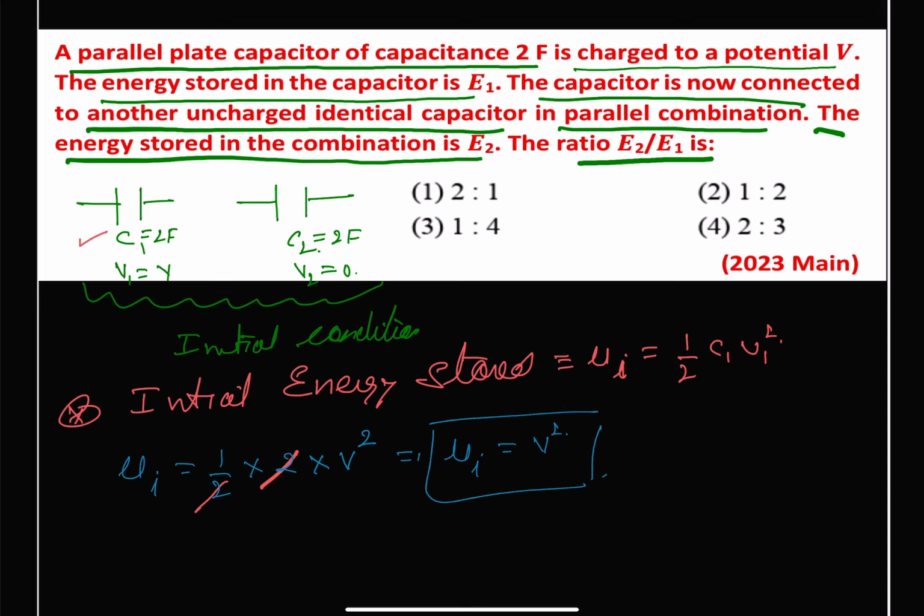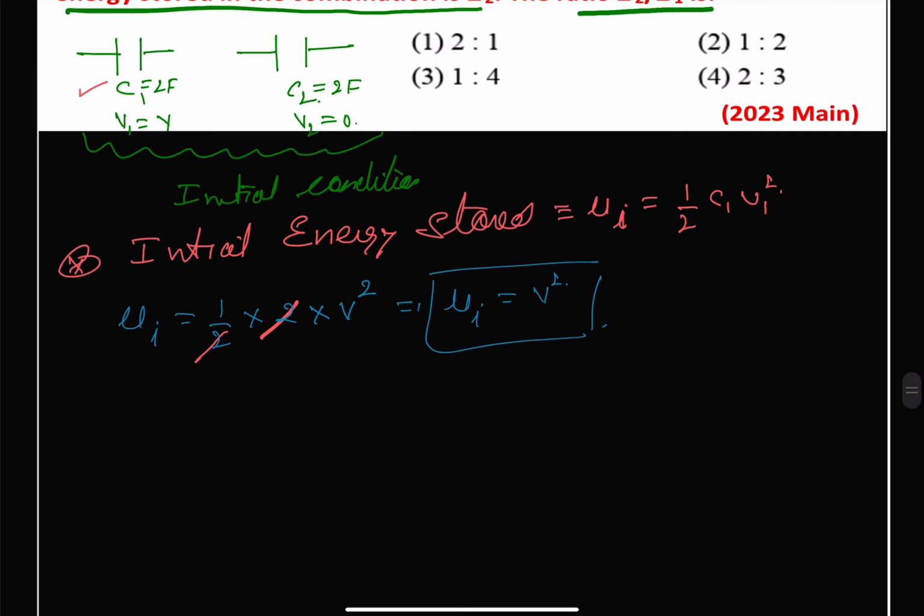Now the capacitors are connected in parallel combination. So you can say C1 and C2 are now connected in parallel.